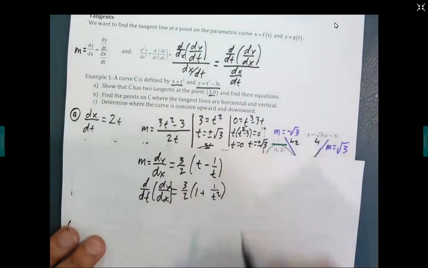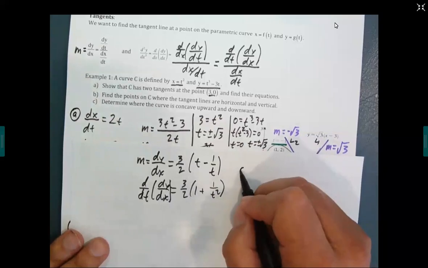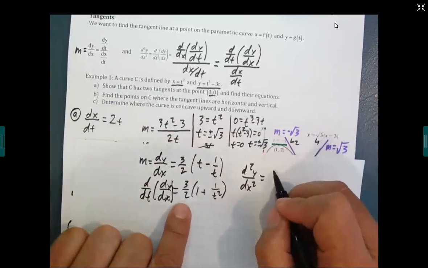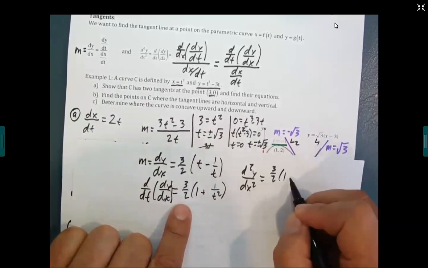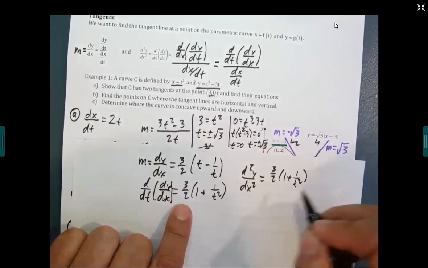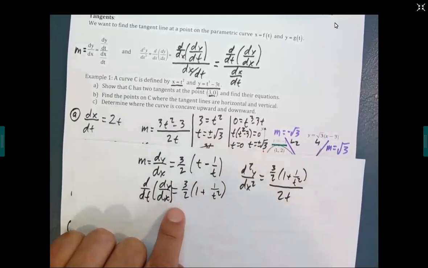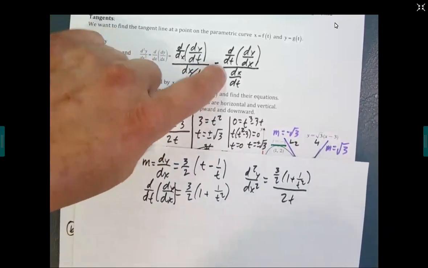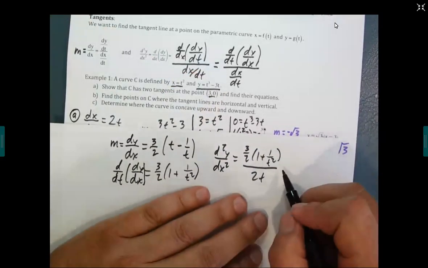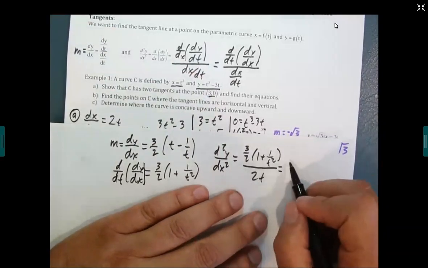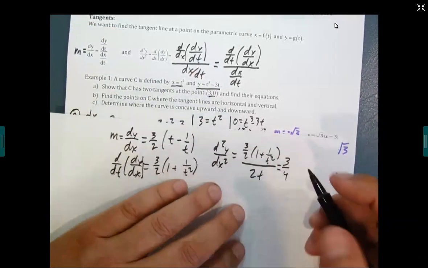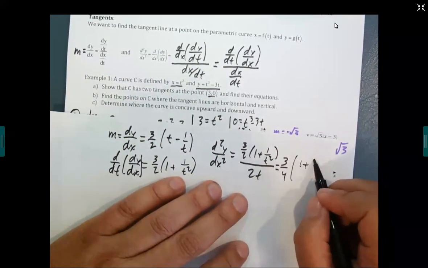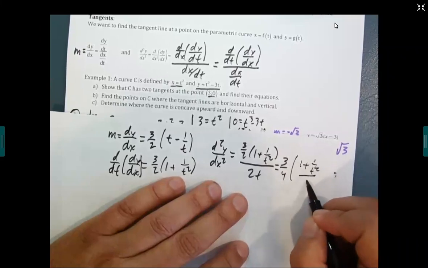And so my slope function, or my second derivative, this is my numerator, 3/2, and then 1 plus 1 over t squared, over 2t. 2t, that's my derivative right here. There. So I'm going to try to fix this up a little. I'm going to pull the 3, and it's now over 4 because of that 2 there. And this is going to be 1 plus 1 over t squared over t.